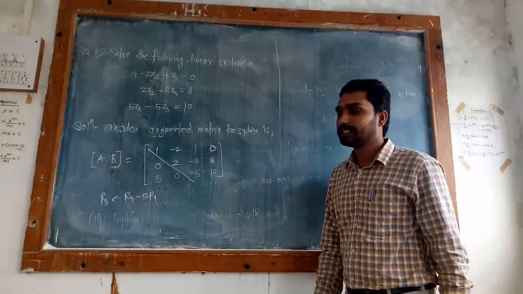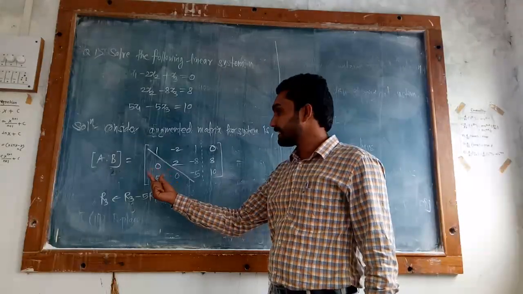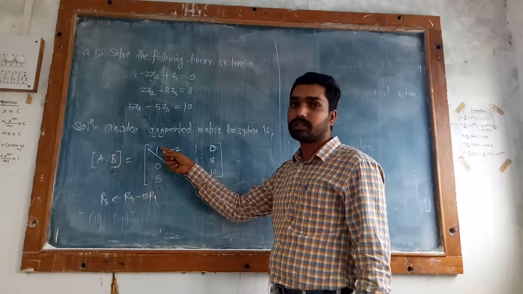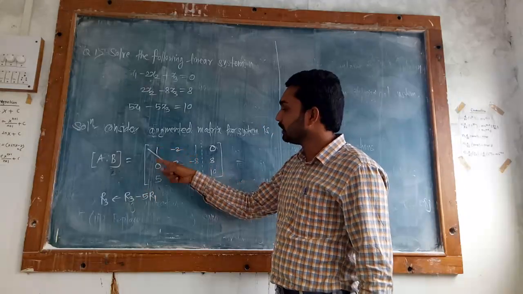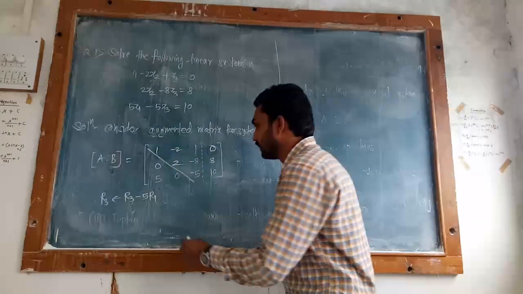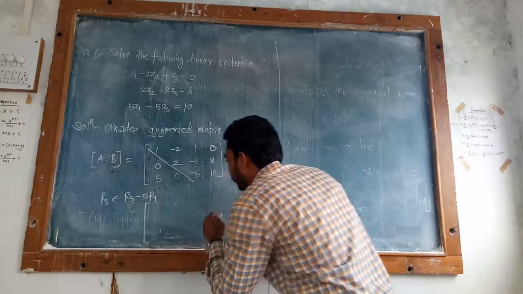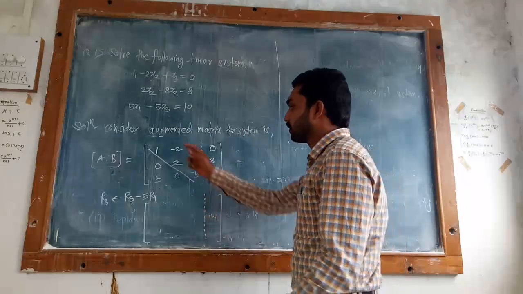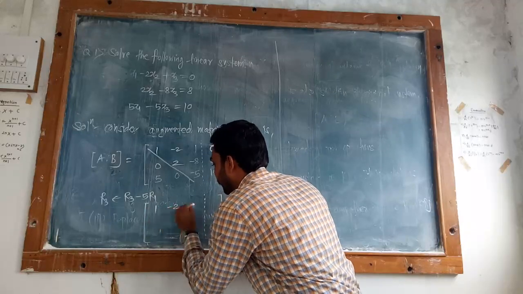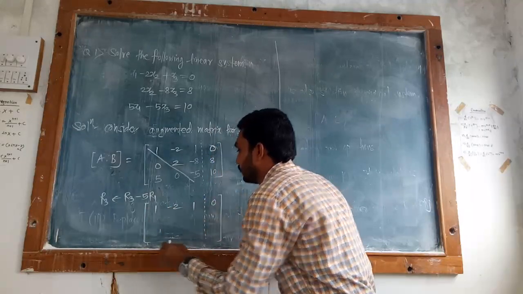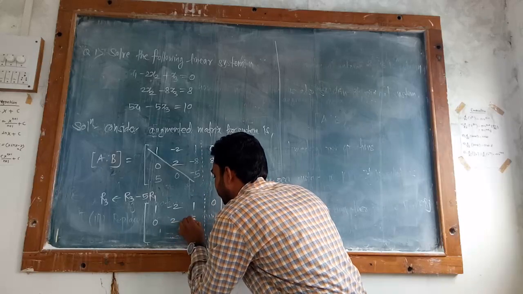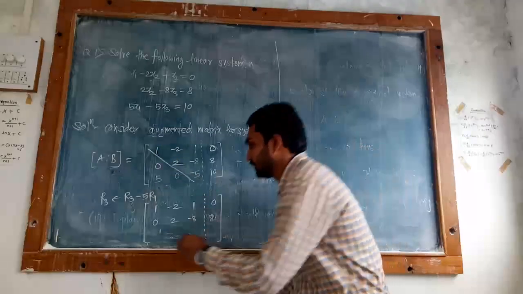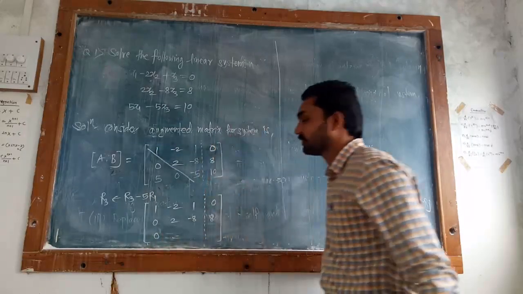What is your row operation? We have to make this element 0. This element is present in row R3, so R3 minus 5 times the first row. 5 minus 5 becomes 0. So your matrix becomes: the first and second rows as they are, that is 1, minus 2, 1, 0. The second row is 0, 2, minus 8 and 8. What is the third row? Again 5 minus 5, 0.